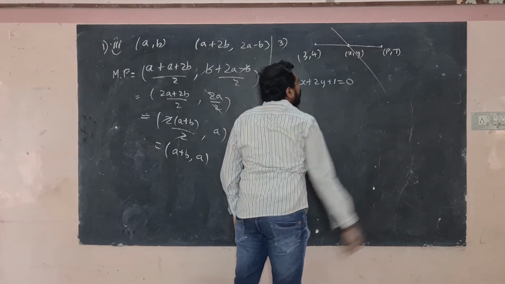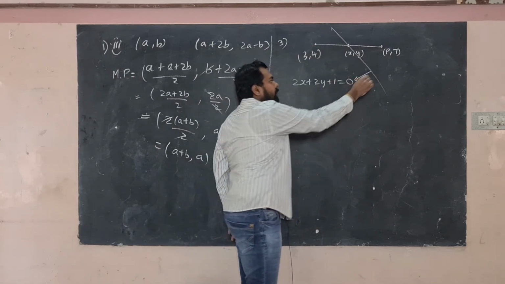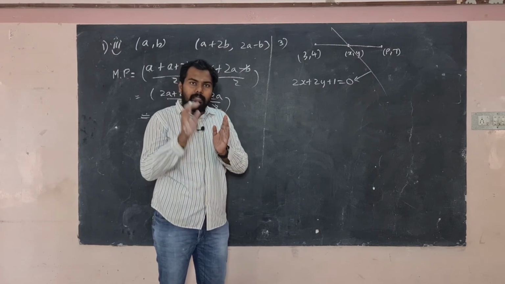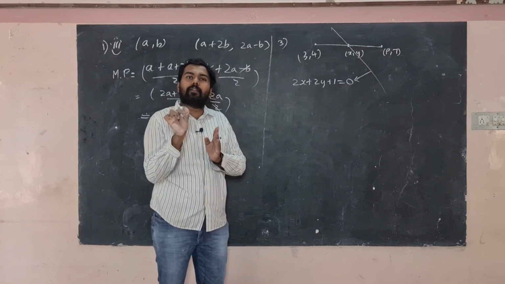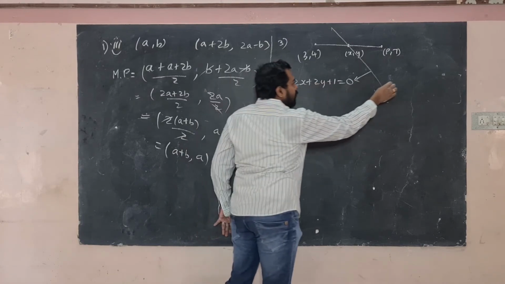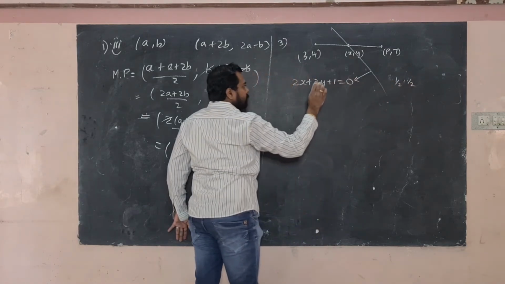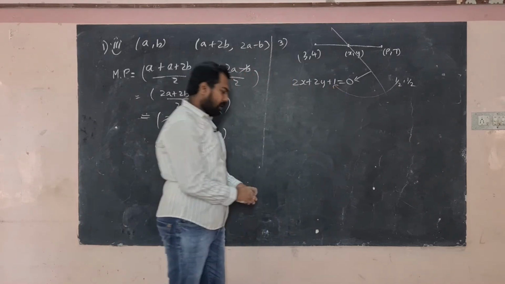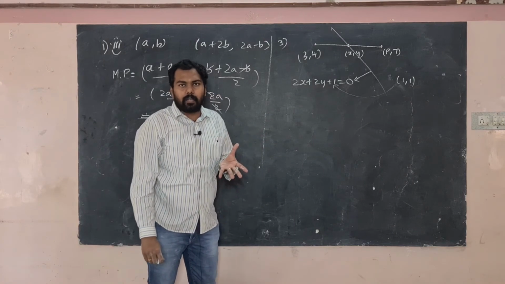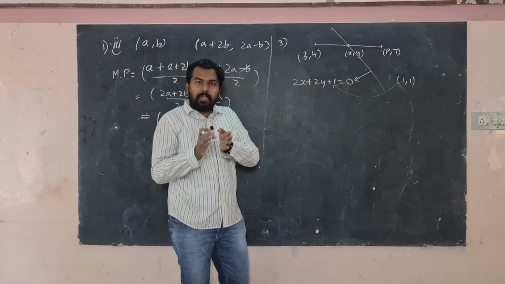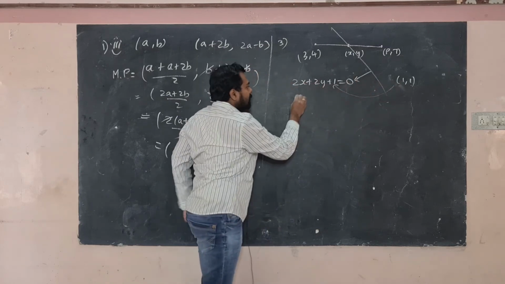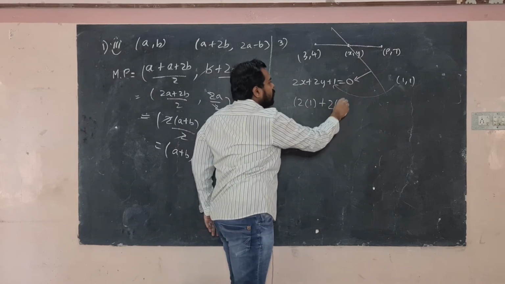Imagine the straight line may look like this. They have given the equation of this straight line, 2x plus 2y plus 1 equal to 0, and the point (x, y) lies on that line. For example, take a point on this line, say (1/2, 1/2), or a simpler point (1, 1). How do we check whether it lies on this equation? We have to substitute the values: if the point lies on the equation, it must satisfy the equation. Substituting 1 for x and 1 for y, we get 2 into 1 plus 2 into 1 plus 1.